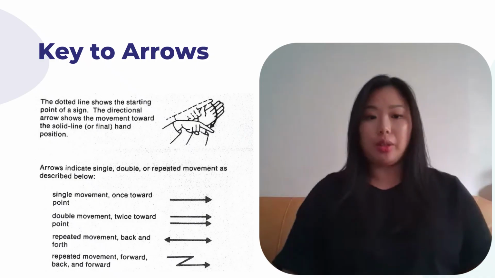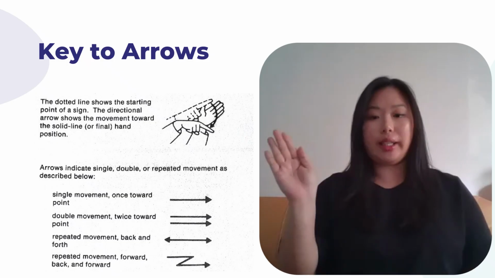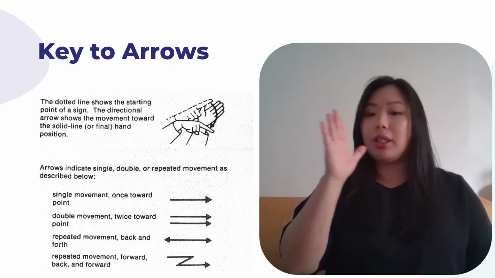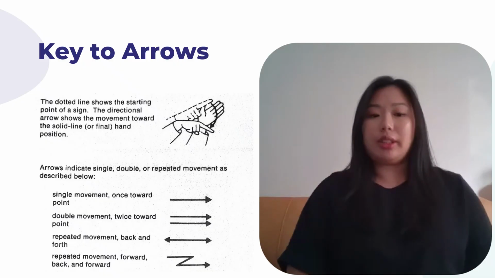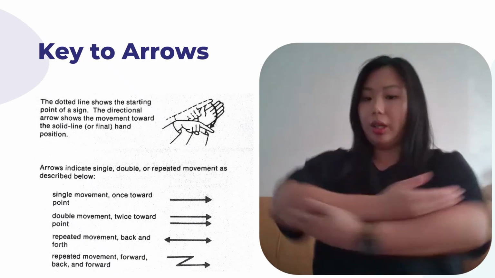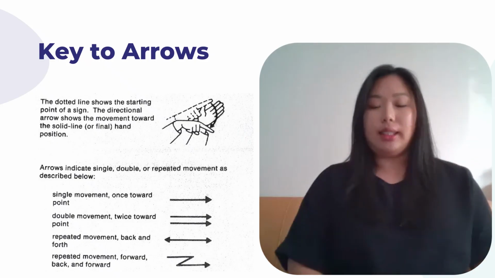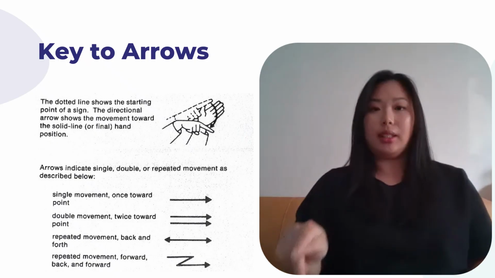The arrows show the movement, so the first arrow where there's only one, for example high, you just move out once. High. If there's 2 arrows, then you would move twice. So for mama, it's twice. If there is an arrowhead on both sides, then it's a repeated movement. So for baby, you would keep rocking back and forth. And the zigzag, say for pizza, you make a P and you go zigzag, pizza.